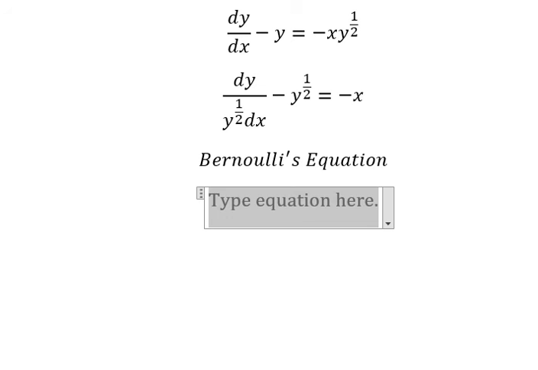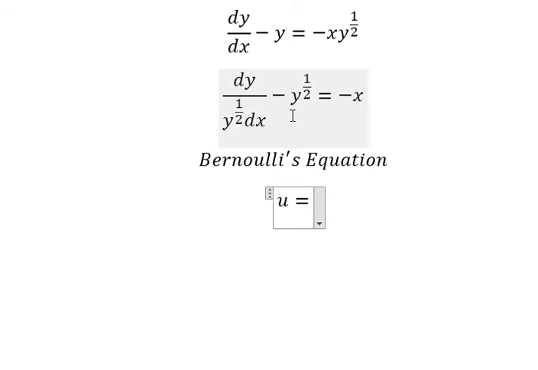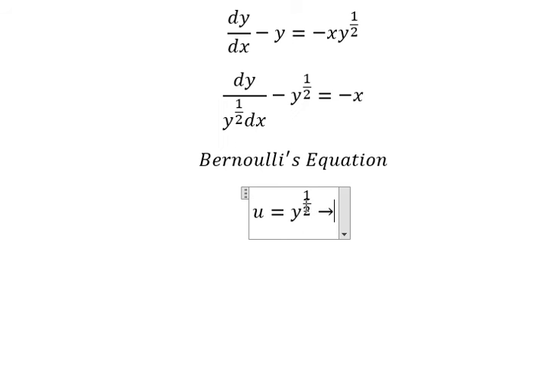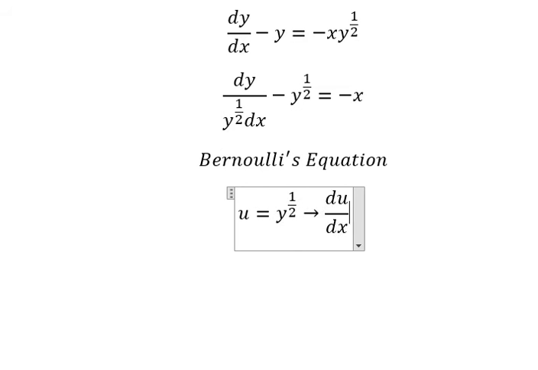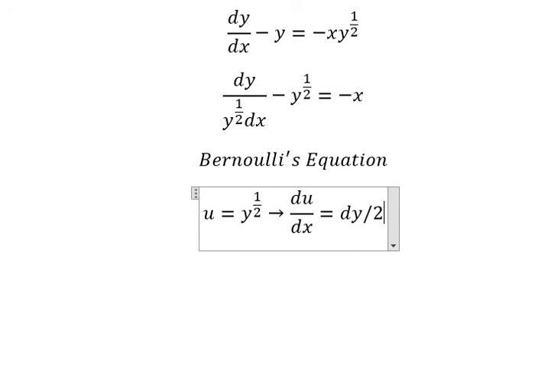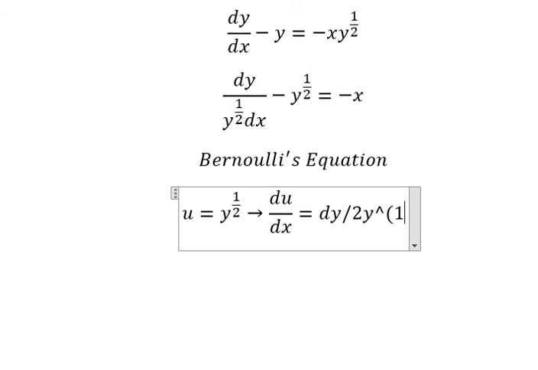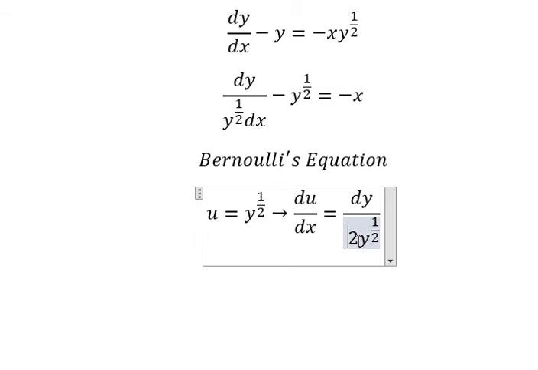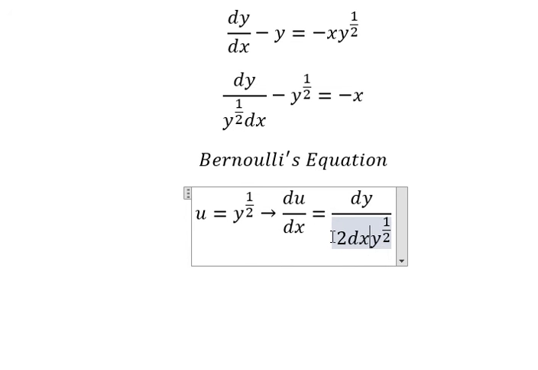So I will put u equals y to the power of 1 over 2. Now if I do the first derivative for both sides, we have du over ds equals dy over 2y to the power of 1 over 2. And we have the s in here. But we don't have number 2, so we need to put number 2 on the left.